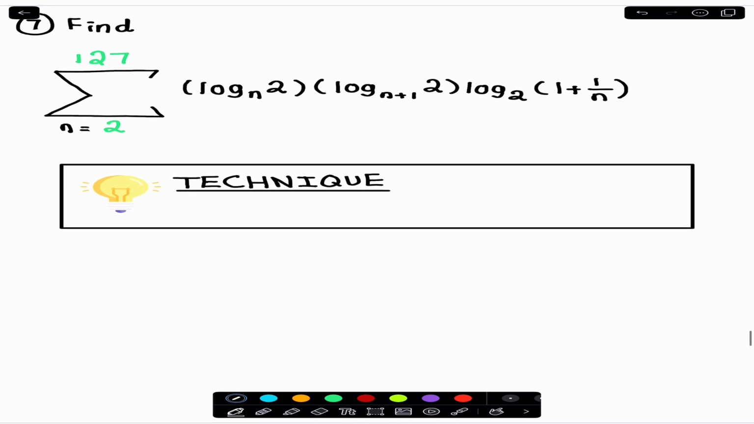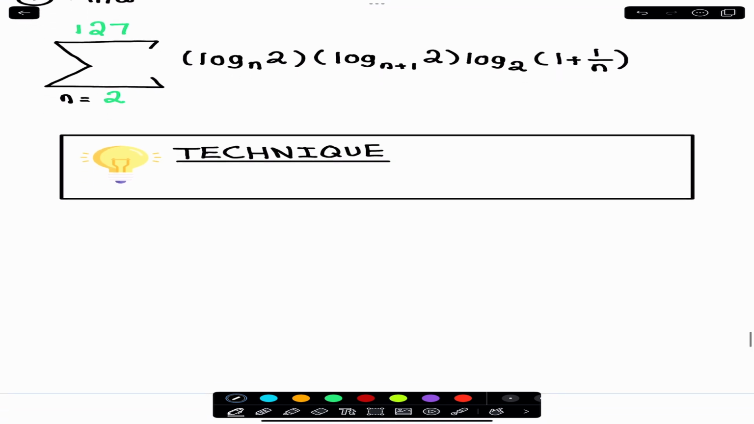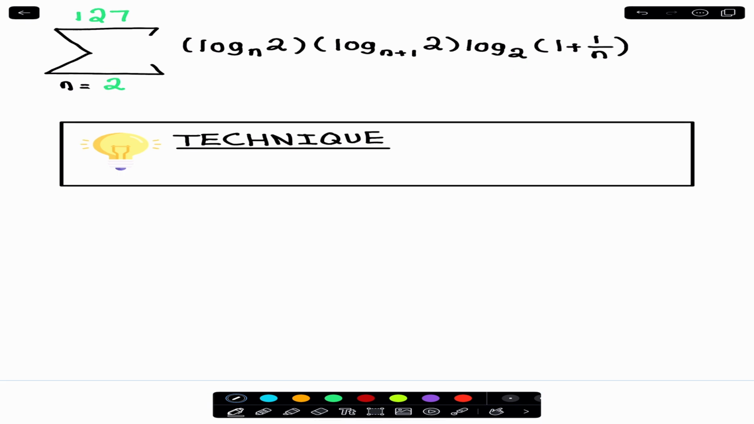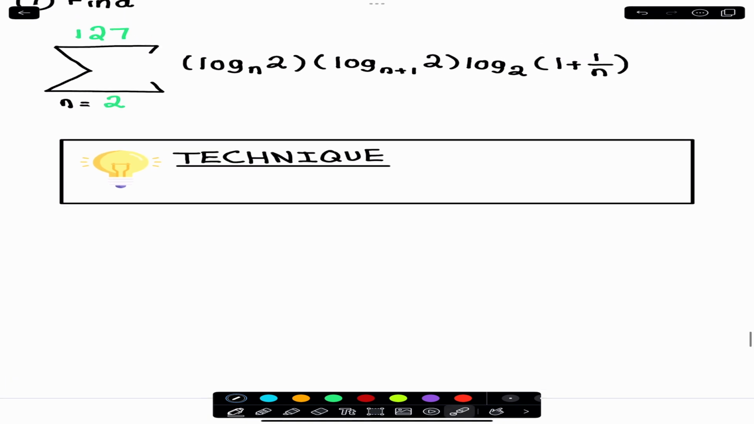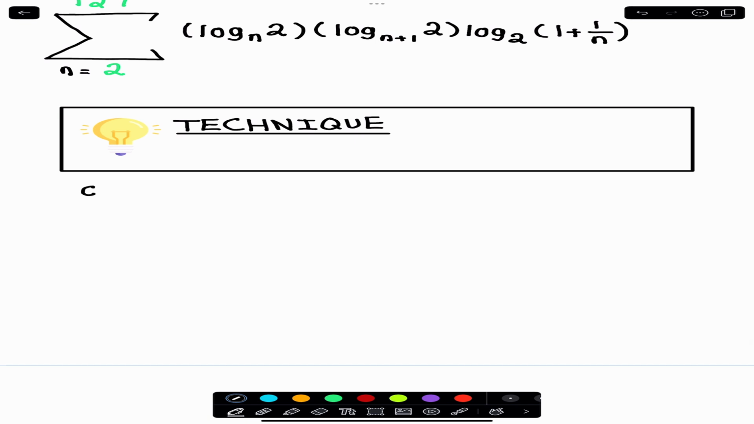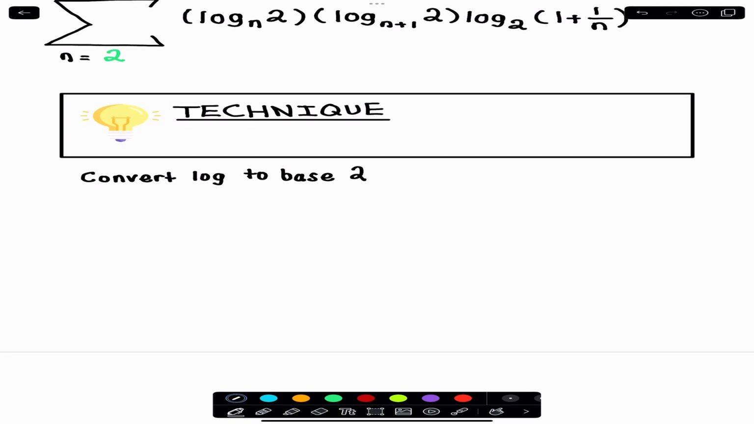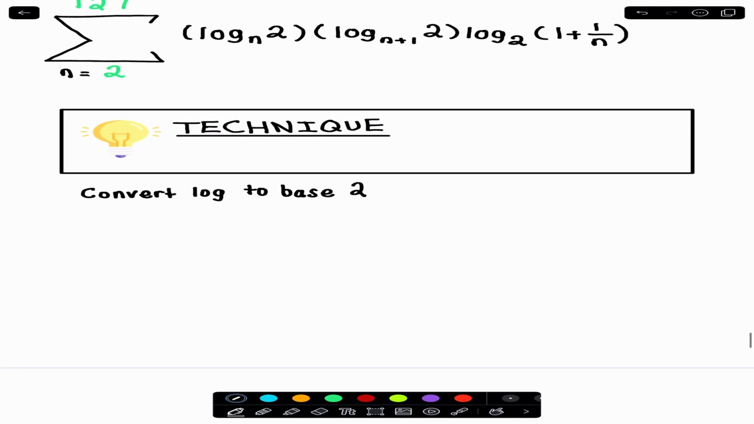This makes us think that we should convert everything to the same base, and I'm personally thinking base 2 because it's just easier to work with numbers than letters in general, but also that way we will get everything in terms of base 2. So that's what we're going to do. We're going to convert all our logarithms to base 2. Because if we have logs with the same base, then we can use our logarithmic properties to simplify things. So let's convert everything to log base 2.